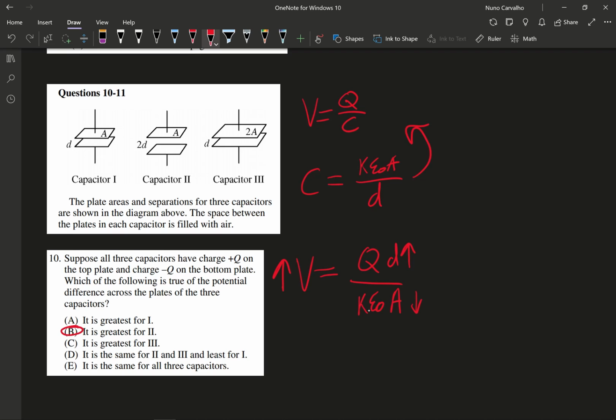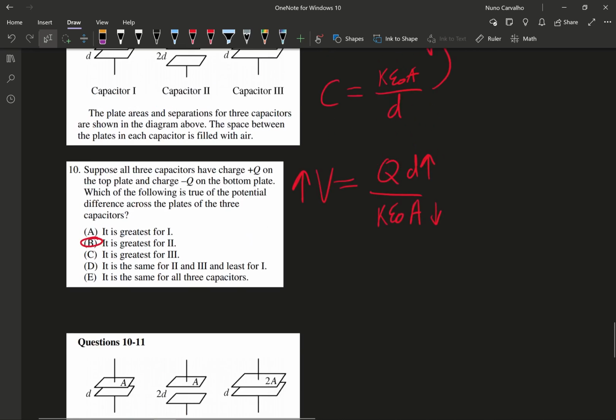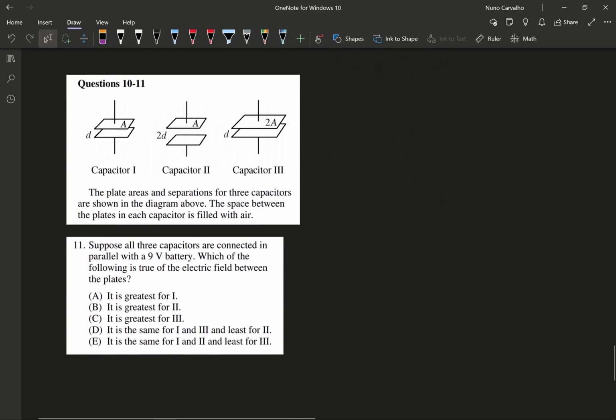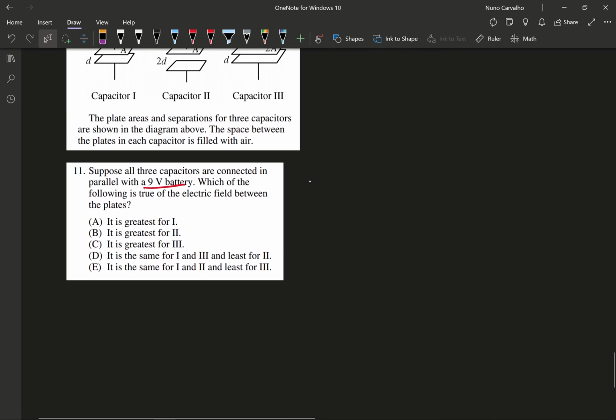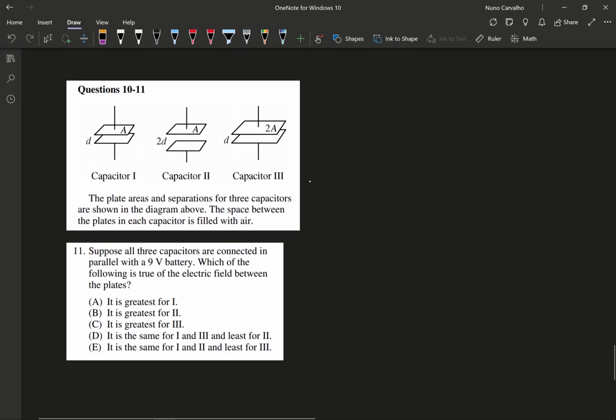The answer is B. Number 11, we're still working with the same capacitors from before, but now we're told that they are connected in parallel with a 9-volt battery. Which of the following is true of the electric field between the plates? And so this can be a tricky question if you're still thinking with the same mindset of the previous question where the voltage did change, but now keep in mind it's connected to a 9-volt battery and they're in parallel, which means that the voltage across each capacitor will be staying the same.